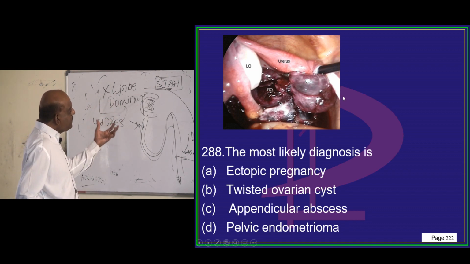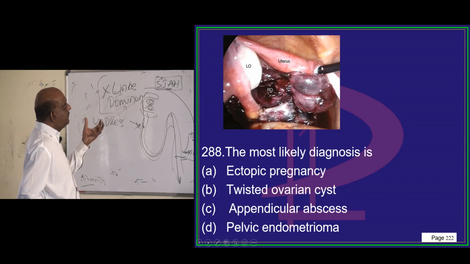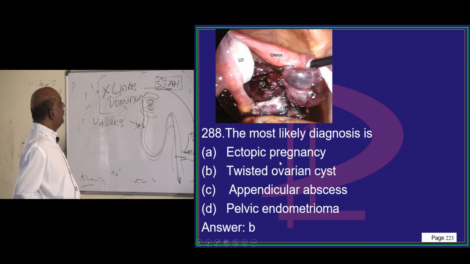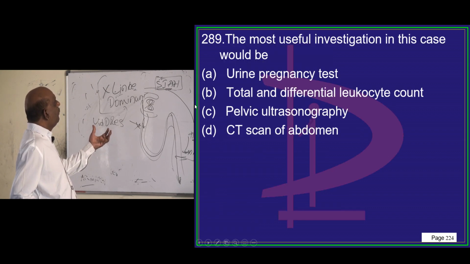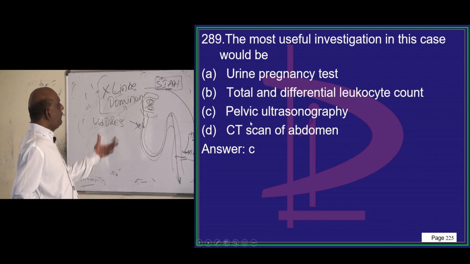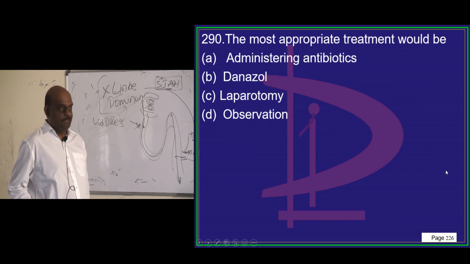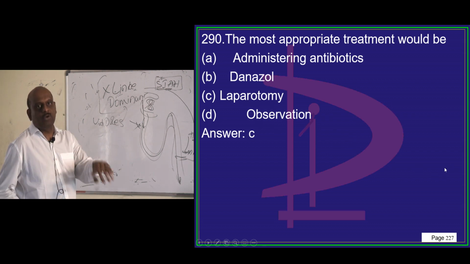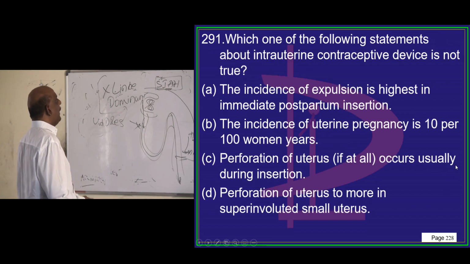Now, what is the most likely diagnosis in this case? The ovarian cyst is twisted. Twisted ovarian cyst is the diagnosis, right? Then what is the most useful investigation for that? The most useful investigation is pelvic ultrasound, and the most appropriate treatment for that would be laparotomy. That is what you need to understand.